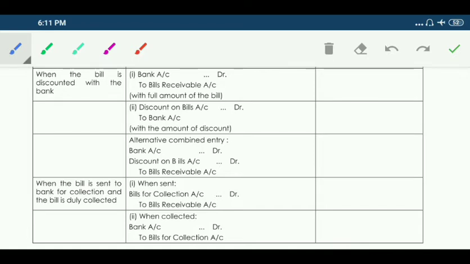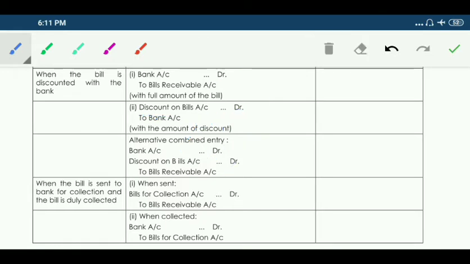So ultimately the entry can be written as bank account debit to bills receivable account, or discount on bills account debit, to bills receivable account. So now we can split it as two entries or combine it as one. What is the combined entry? Bank account debit, discount on bills account debit, to bills receivable account. This is the combined entry.